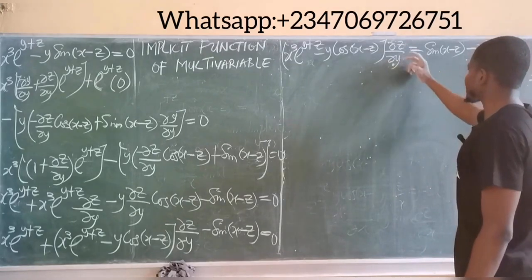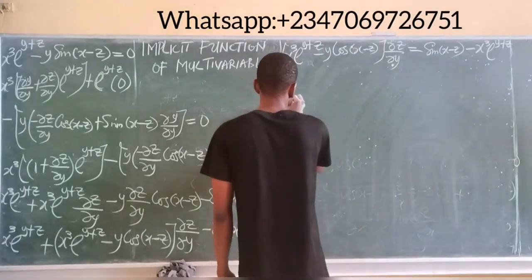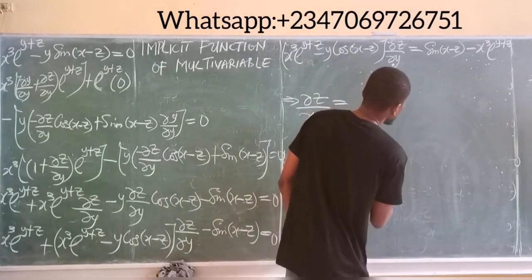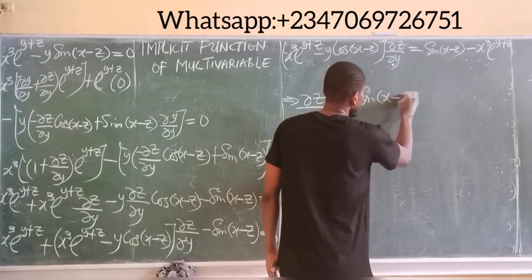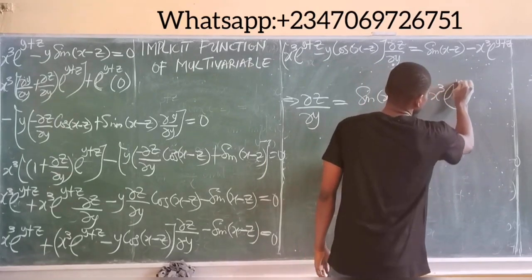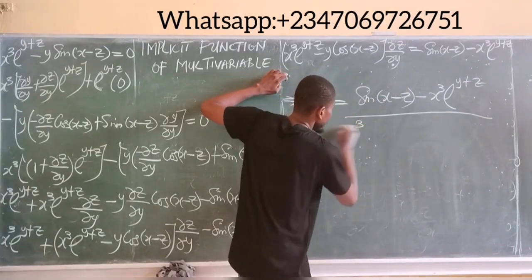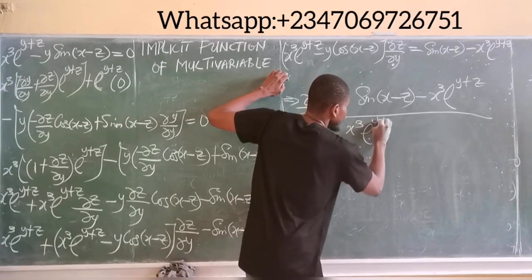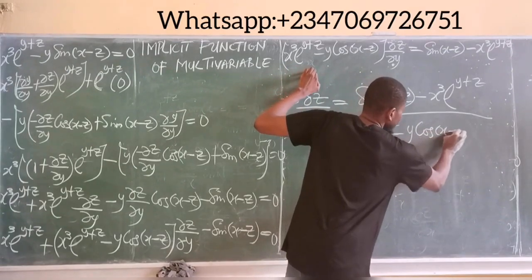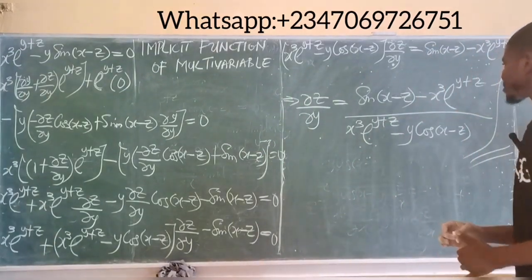So to make partial z partial y the subject, simply divide through by these variables here. That implies that partial derivative of z with respect to y is simply equal to sine x minus z minus x cubed exponential y plus z, all over the whole of this, which is x cubed exponential y plus z minus y cos x minus z. All right, so this becomes the partial derivative of that function with respect to y.